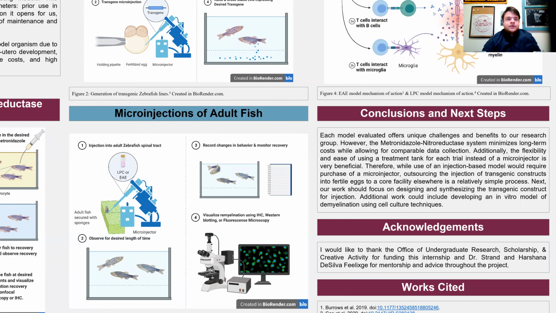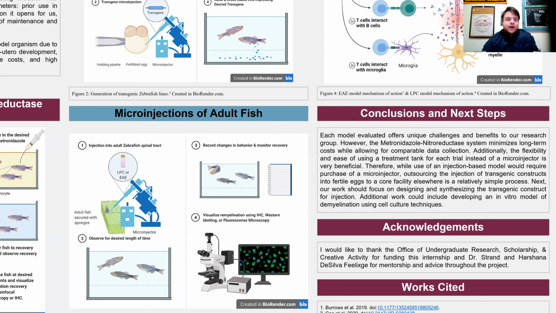The flexibility and ease of using a treatment tank for each trial instead of a microinjector for each fish is very beneficial because it will allow us to treat multiple fish at one time versus having to remove and anesthetize each fish and do a small surgery on each one. So it's going to be a lot less labor intensive when we get to the point where we're actually doing these trials.